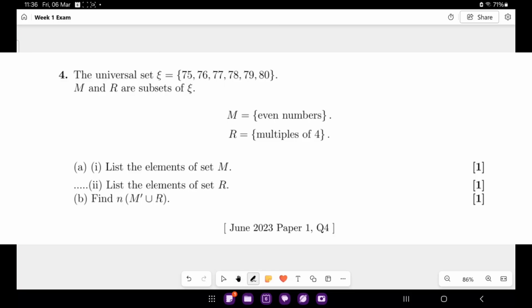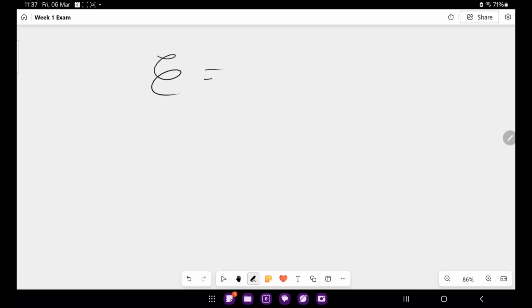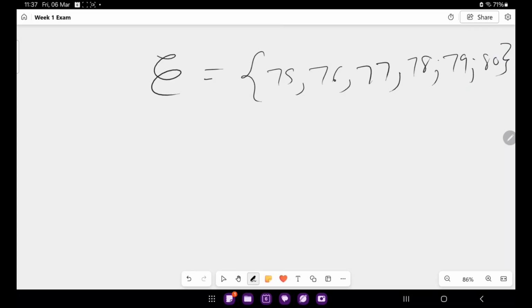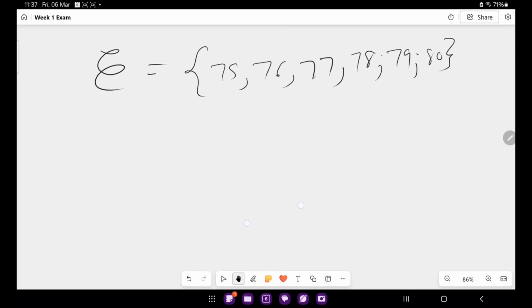So let us first show the universal set. So we have 75, 76, 77, 78, 79, then 8. Okay, so we have that list as our universal set. Then we were told M has a list of even numbers from our universal set.